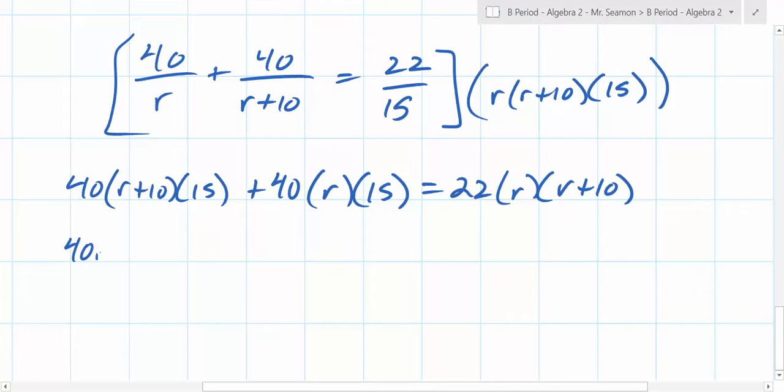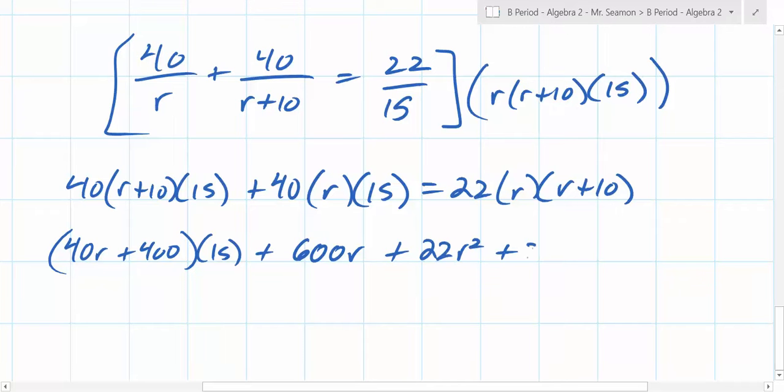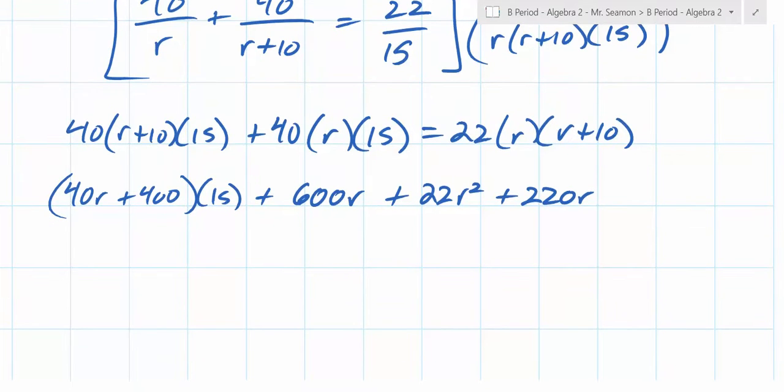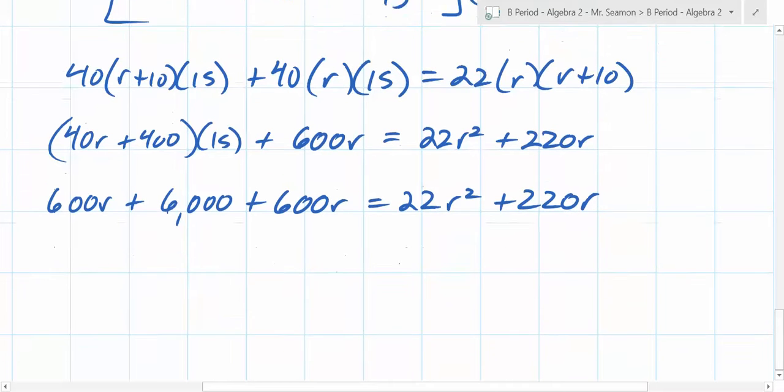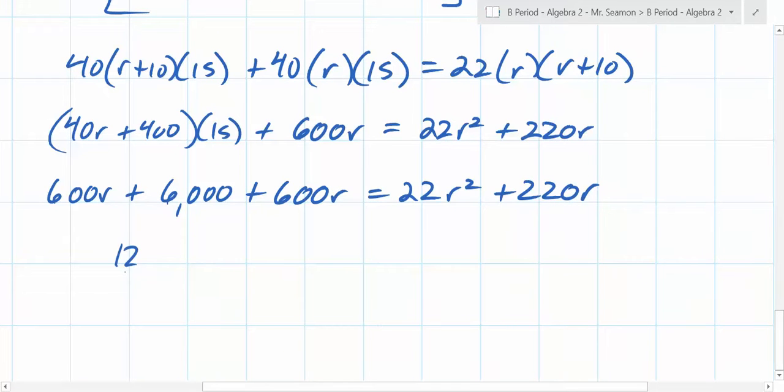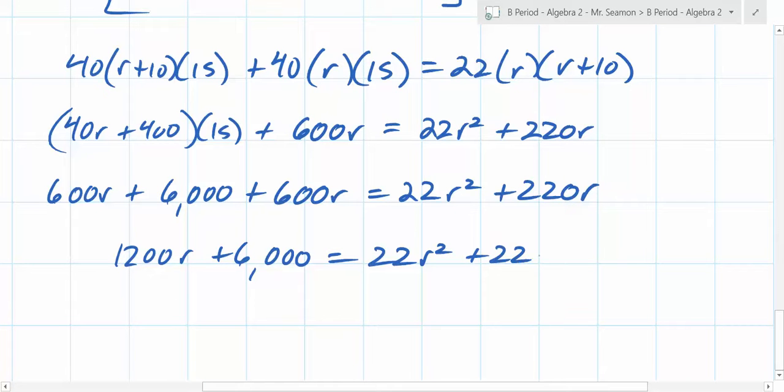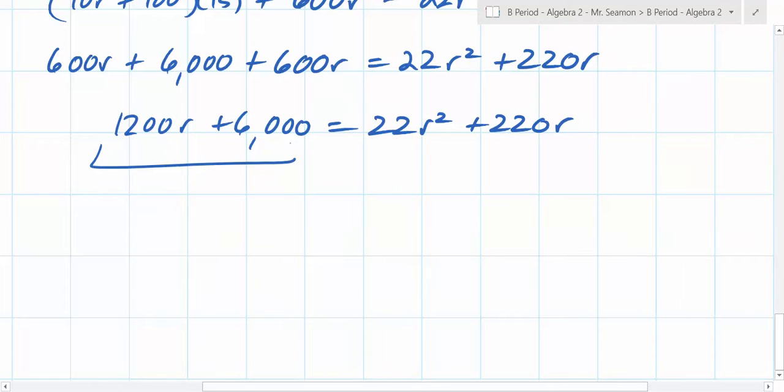First multiply the 40, and you get 40R plus 400 times 15 plus 600R plus 22R squared plus 220R. I've just multiplied out. What's 15 times 40? 600. Yep, 600R plus 6,000 plus 600R equals, sorry, that's an equal sign. Thank you. I was like, where did it go? These are still big. Is it closer to standard form? Yeah. So what do you get on the left here? You get 1200R, right? Plus 6,000 equals, we're getting closer. Are we there yet? No, we are not. We need to move all of this over to the other side.